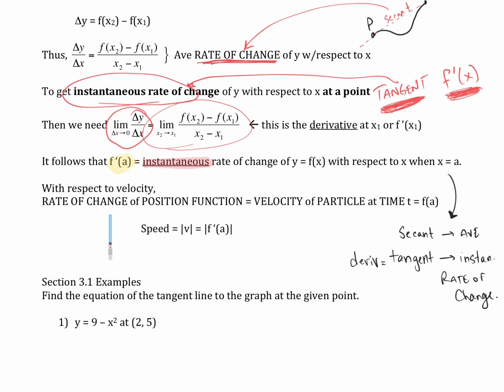So again, the rate of change of a position function is equal to the velocity at time t equals f of a. So the speed is the absolute value of the velocity, which is the derivative of a. Speed, remember, velocity is directional. Velocity can go forward or backwards. When we're talking about speed, we don't care if it's going forward or backwards. We just want to know the quantity, how much, how fast.